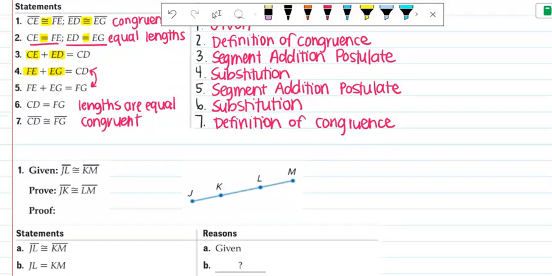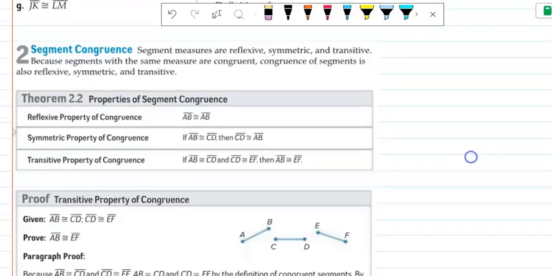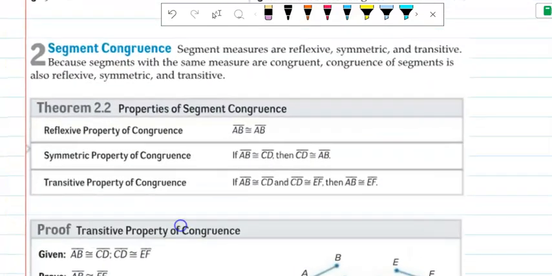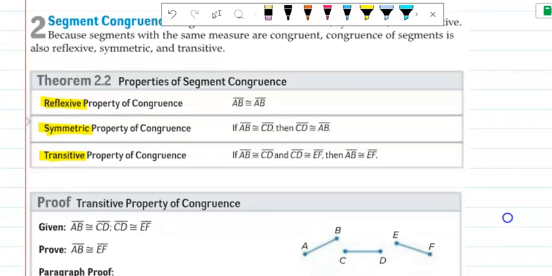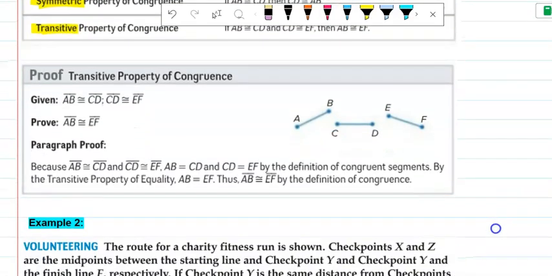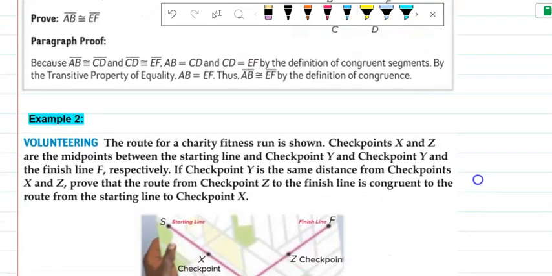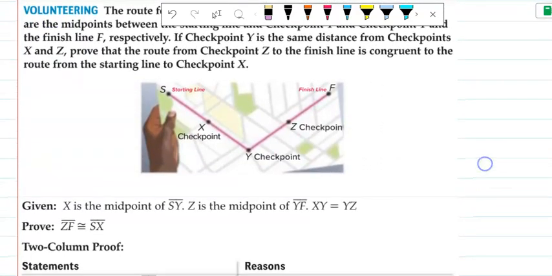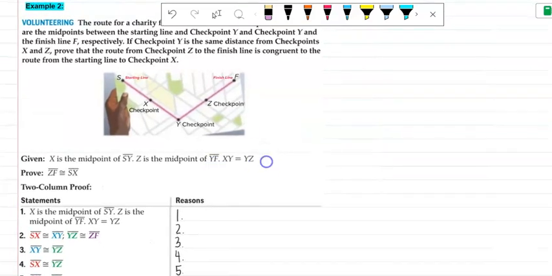Okay, let's do one more. We'll skip that one for now. Okay, notice in this chart our properties of segment congruence are reflexive, symmetric, and transitive. These all appear up in your chart up above in part 1. Okay, another explanation of transitive. So we're going to look at this one.